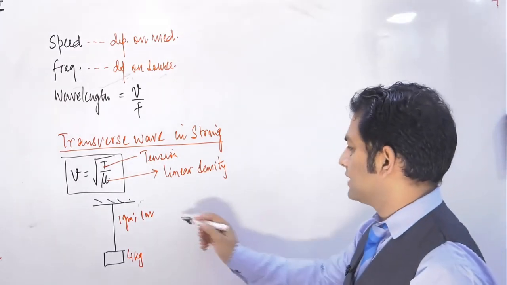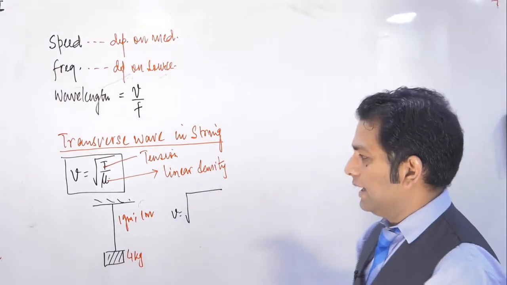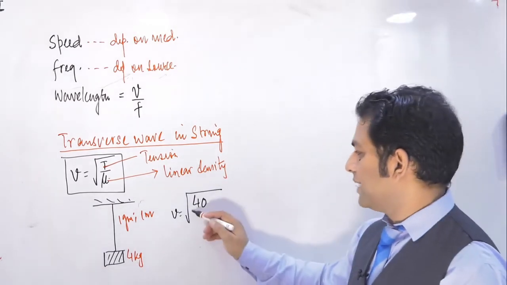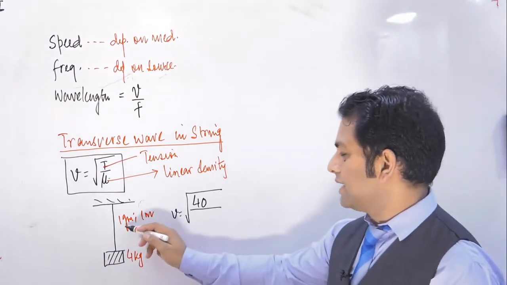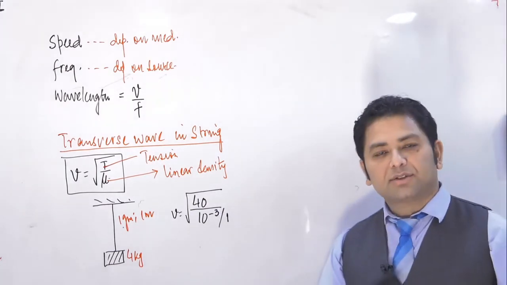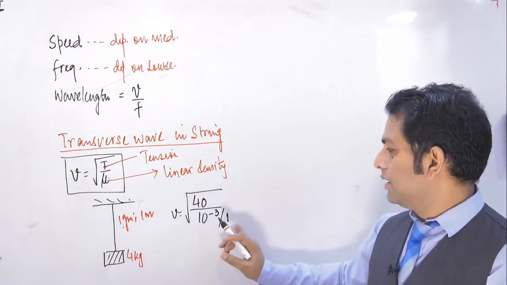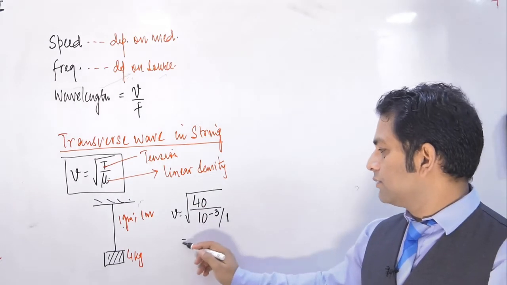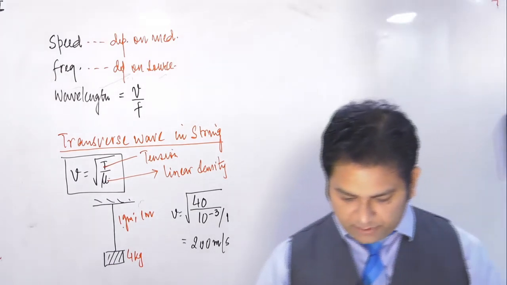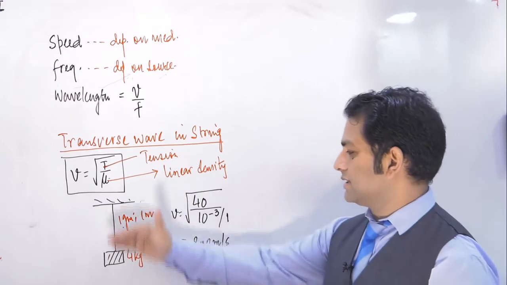The speed of the wave under this given condition would equal the square root of tension. The tension is provided by this load, and tension has to be in Newtons, so that is 40, taking g as 10, divided by mass per unit length. The mass is 10 raised to the power minus 3 kg and the length is 1 meter. So we have just put in the value of tension and the mass per unit length. So the square root of 10 raised to the power 4, in other words, 200 meter per second, will be the speed of the transverse wave when it travels in this string.